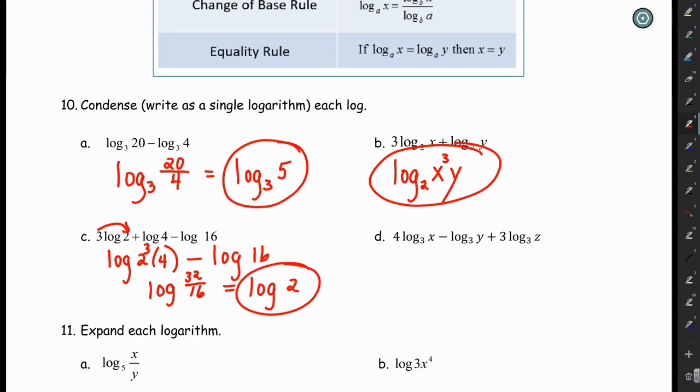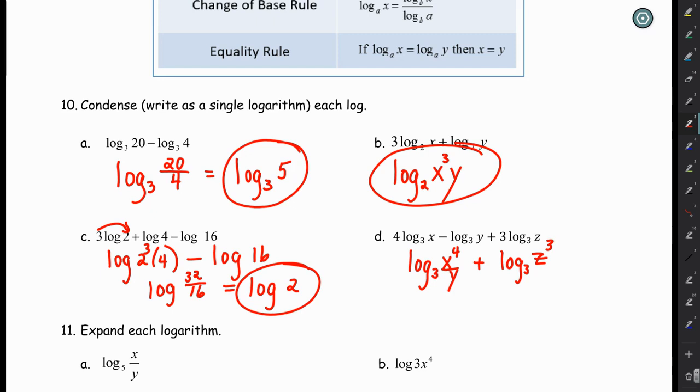All right, we have leapfrog here. We're going to power rule this guy up. The subtraction means we're going to have division between these two. And then this plus sign means we're going to have multiplication. So let's do this one in pieces. We have log base 3 of x to the 4th, and that's going to be divided by y, plus log base 3. Let's power rule the 3 up here.